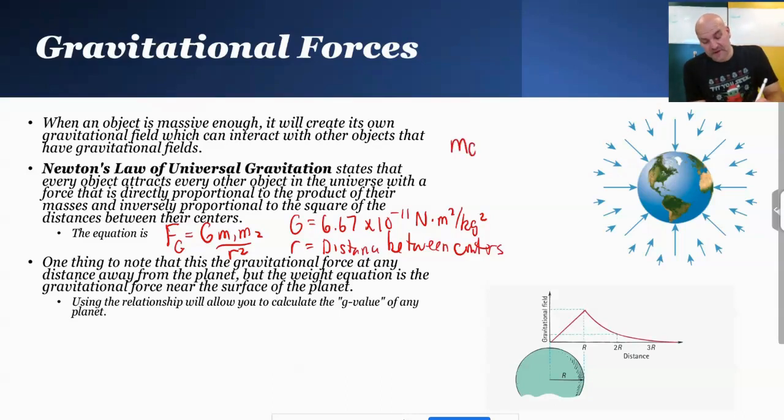So I can simply say, okay, if I have an object at the surface, this is true: the gravitational force that I experience from the planet is equal to the weight of the object. And I can do some simple substituting here. I don't know why I put an F there. It should be a G. That's why the equation looked weird.